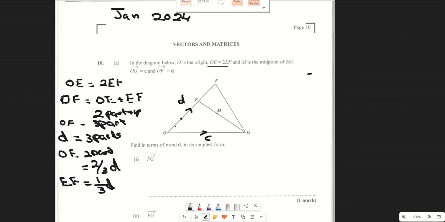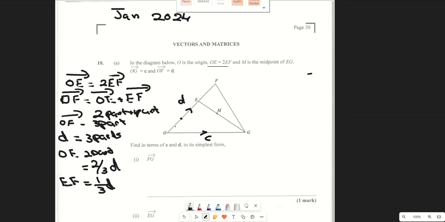Right. So let's just use the arrows. We didn't use the arrows. OF was OE plus EF. We know that O was our starting point and F was our ending point. That is why it's OE plus EF. So the total of OF, because OE is 2 parts and EF is 1 part, is a complete 3 parts, and this is called D. Therefore, OE, which is 2 parts, would be 2/3 of D, and EF, which is 1 part, would be 1/3 of D.